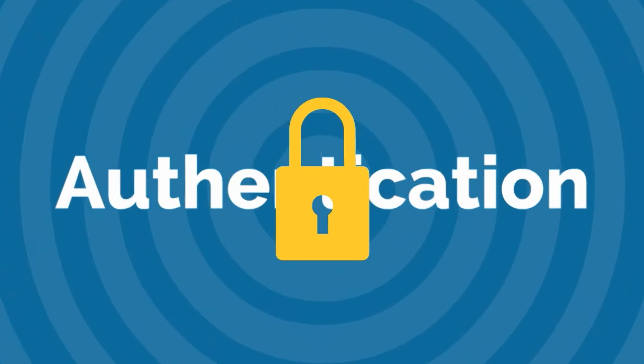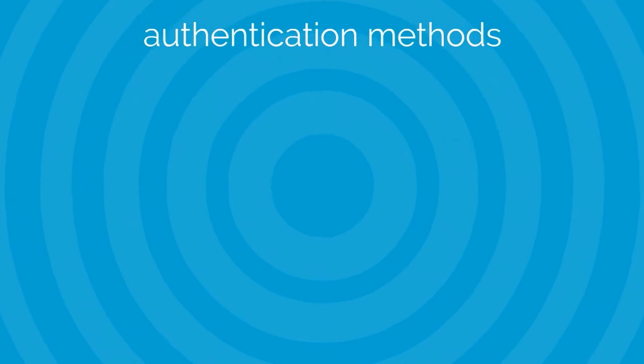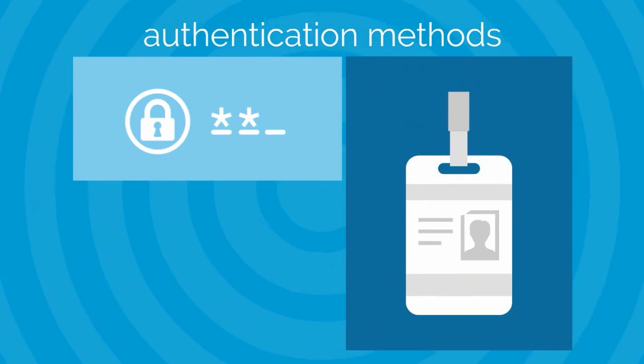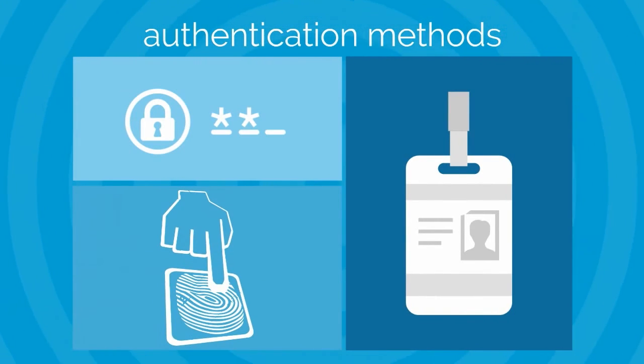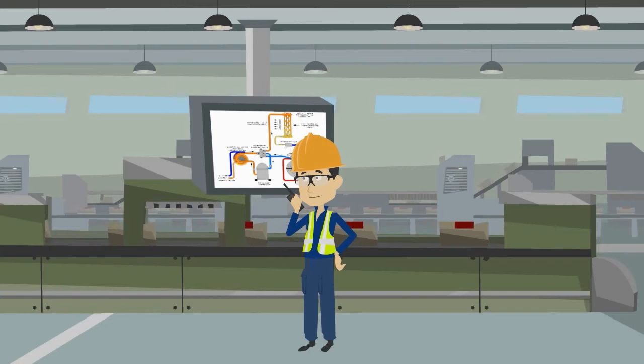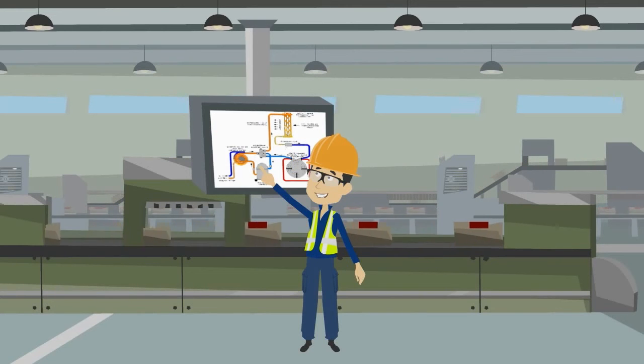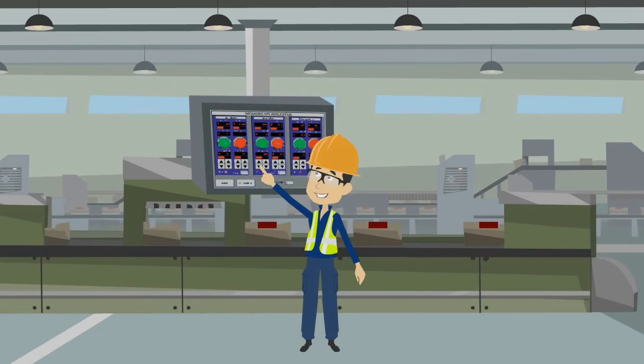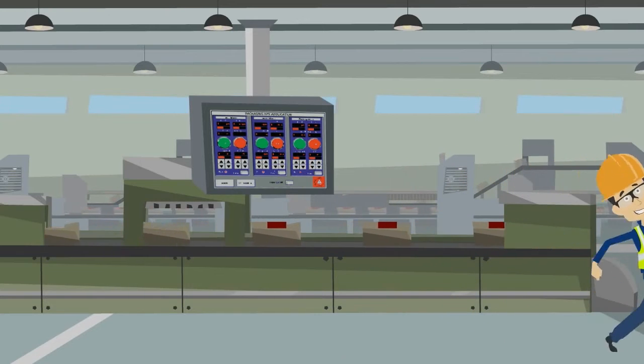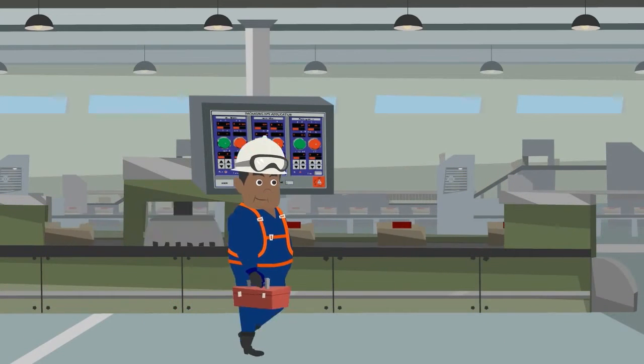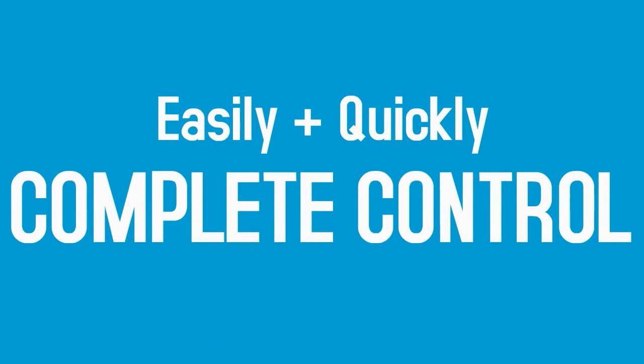Authentication is completed securely using methods like traditional usernames and passwords, or by using ID badge readers, or even biometric fingerprint scanners. Once Jim finishes his objective, he simply logs out and the terminal returns to the default HMI in which it started. His data is now safe from anyone else that may use that terminal. Easily and quickly take complete control of the floor.